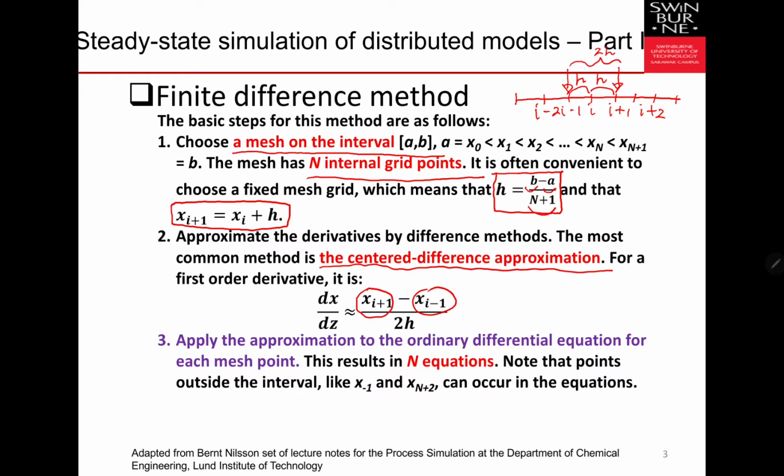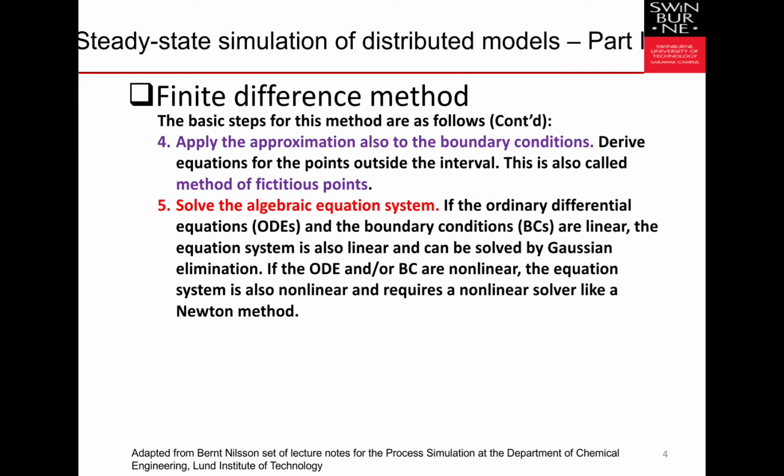The next step is that you apply the approximation to the ordinary differential equation for each mesh point. This results in n equations, and you note that points outside the interval, like x minus 1 or x n plus 2, can occur in the equations. Then you also apply the approximation to the boundary conditions. This particular approach uses a method of fictitious points.